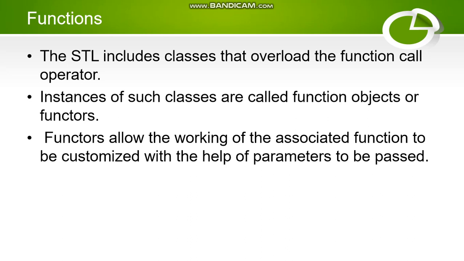The instances of such classes are called function objects or functors. Whatever instances we have used, for example in case of the vector we have used vec as an instance, or in case of the queue I have used x as an instance, that is called a function object or functor. The name is functors, not functions. Functors allow the working of the associated function to be customized with the help of the parameters to be passed. All these functions we have already seen, so I have not taken any separate example for it.